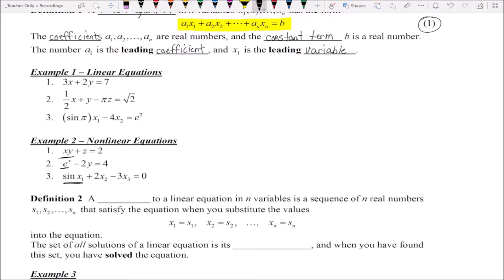A solution to a linear equation in n variables is a sequence of n real numbers, s1, s2, so on and so forth, sn, that satisfy the equation when you substitute the values into the equation. That is, when you substitute x1 equals s1, x2 equals s2, so on and so forth, xn equals sn into the equation itself. The set of all solutions of a linear equation is called its solution set.